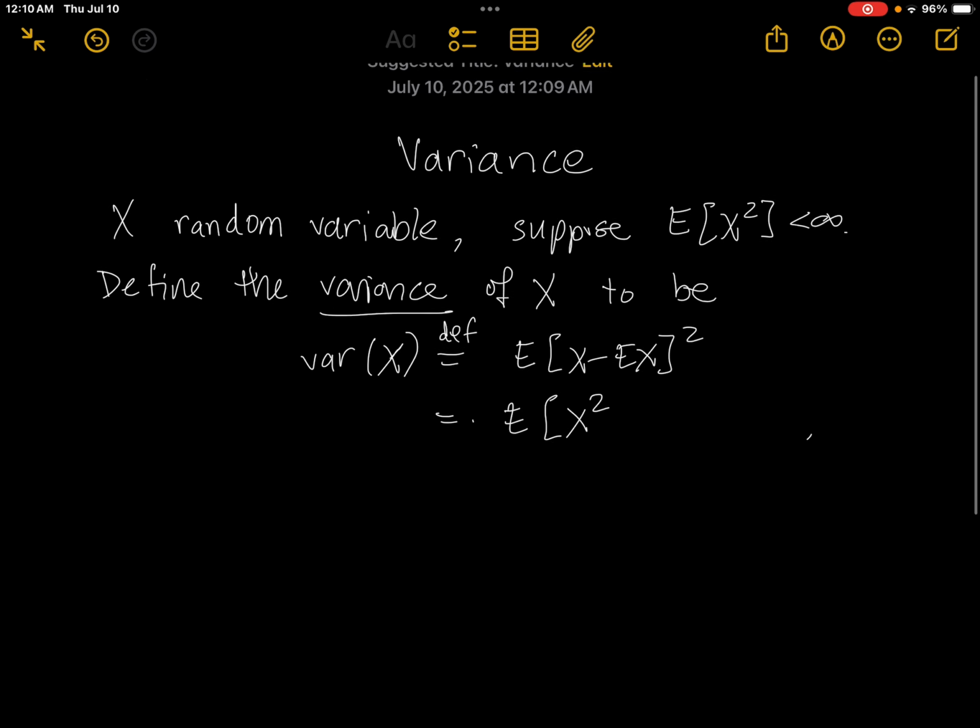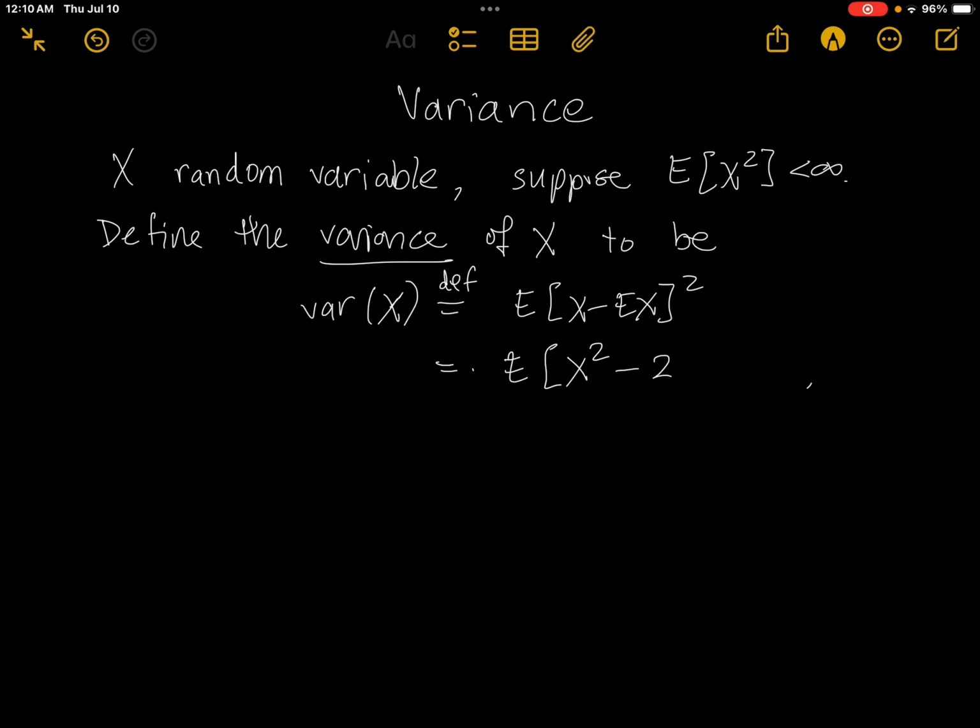Okay, this is the expectation of X squared minus 2 times the expectation of X times X plus the expectation of X squared. If it makes it easier, I'll just use mu for the expectation of X sometimes. So it's the expectation of X squared minus 2 mu times X plus mu squared. That just follows by distributing (X minus mu) squared, keeping in mind that X is a function.